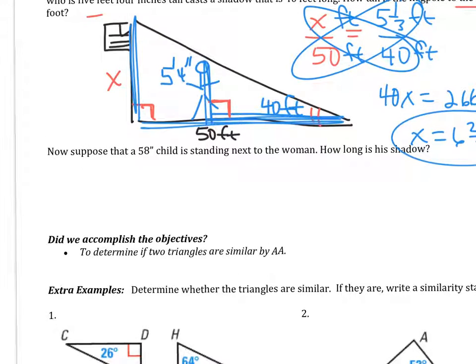Now, if we change the question, instead of the woman we have a child that is 58 inches. How long is his shadow?